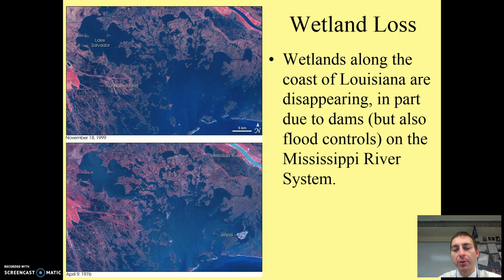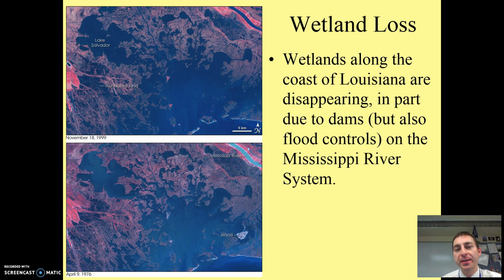the river. With all of the flood controls and hydroelectric dams that have been placed on the Mississippi and its tributaries, there is not as much sediment coming down the river, and the net result is loss of wetlands on the coast of Louisiana.